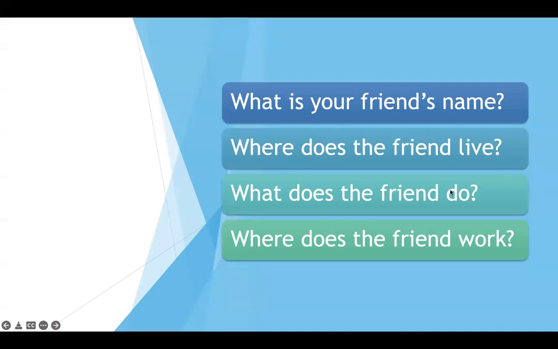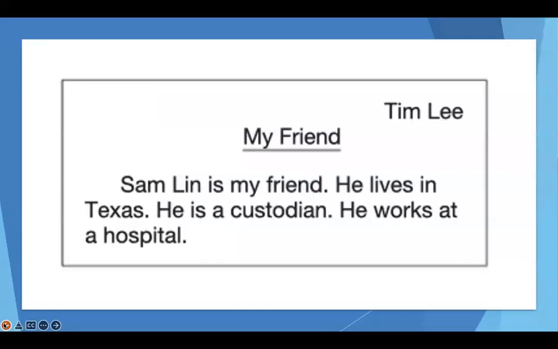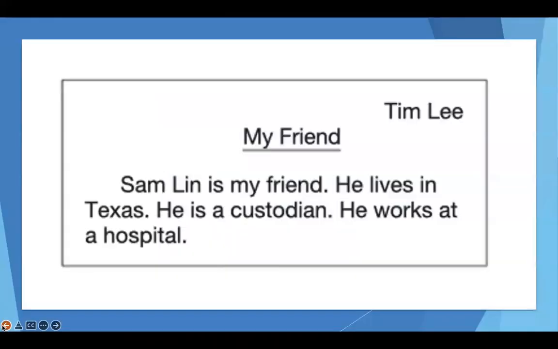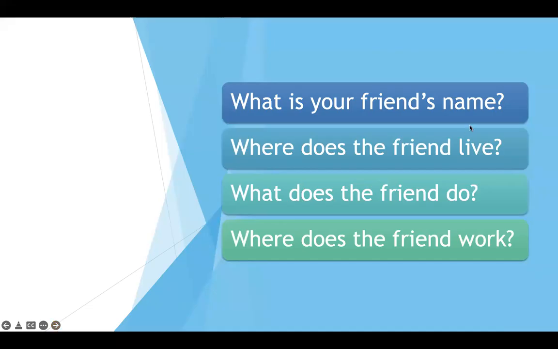What does the friend do? That is sentence 3. He is a custodian. And where does the friend work? It's question or answer number 4 in sentence 4. He works at a hospital. So Sam Lin, who lives in Texas, works as a custodian, and he works at the hospital.